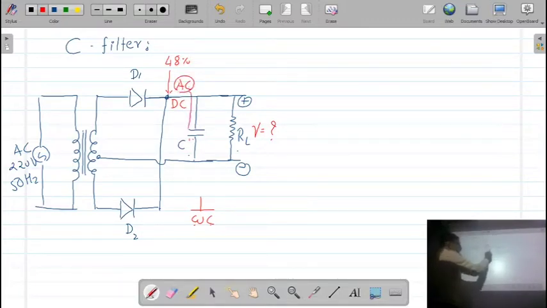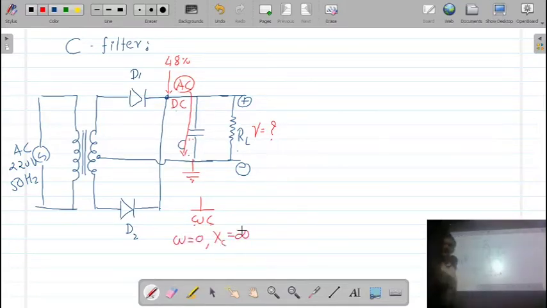So whatever AC component is there will pass through the capacitor, and this end of the capacitor is connected to the ground. So all the AC component is going to be grounded. But when we talk about the DC component, for DC omega is 0, so the reactance of the capacitor is going to be infinite.